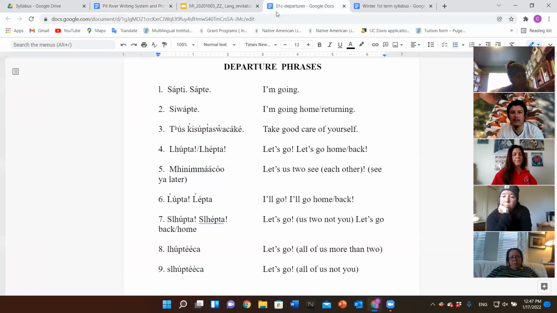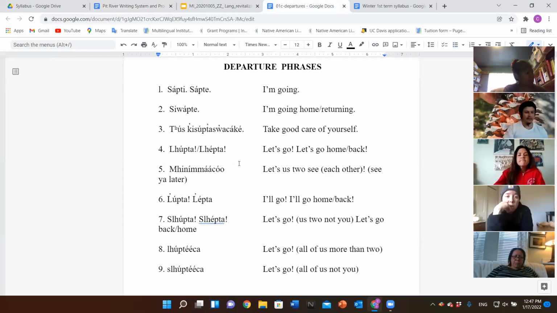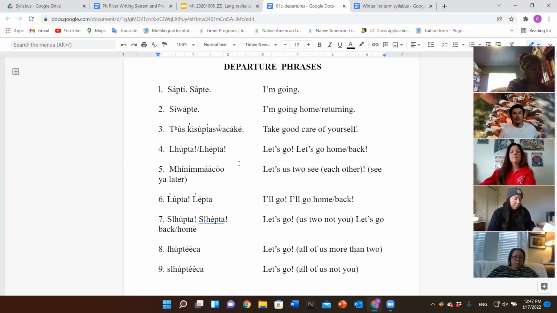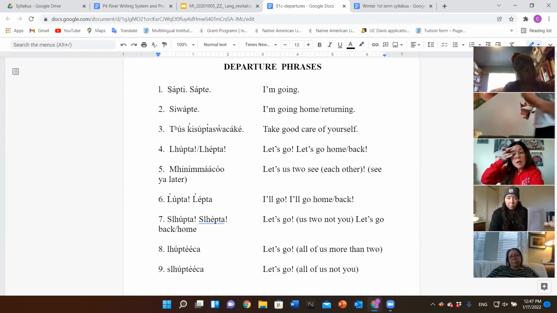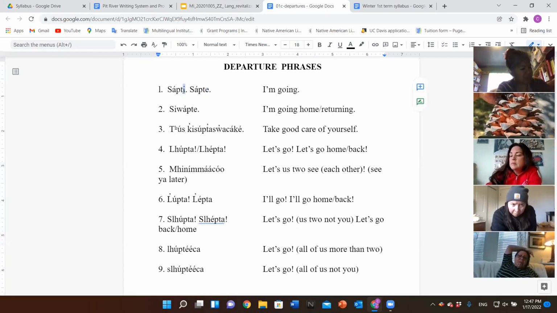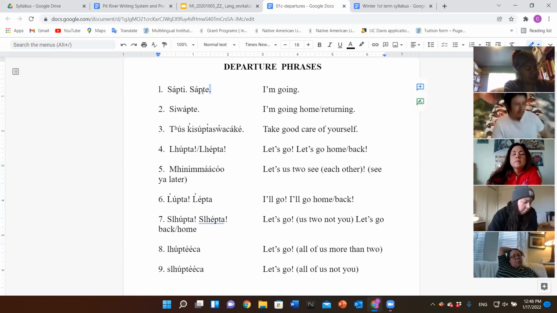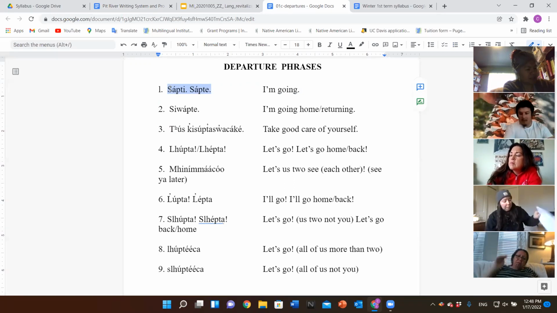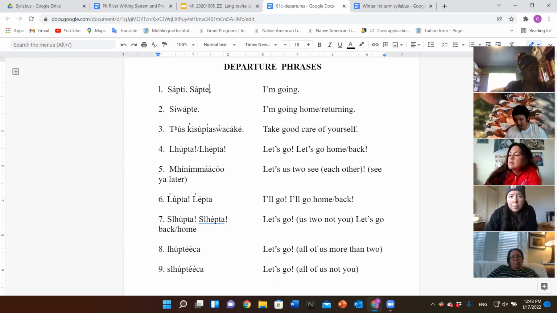Cool. So we're going to do some departures. Last week we did greetings. Just like in Pit River, we don't have an exact word for hello or hi, and we also don't have a goodbye. You would just say sapti, or sapte. I don't know why some people say sapti and some say sapte, but it's the same thing. It just means I'm going. So if you're hanging out with people and you're leaving, you just say sapti, I'm going, and you would go.